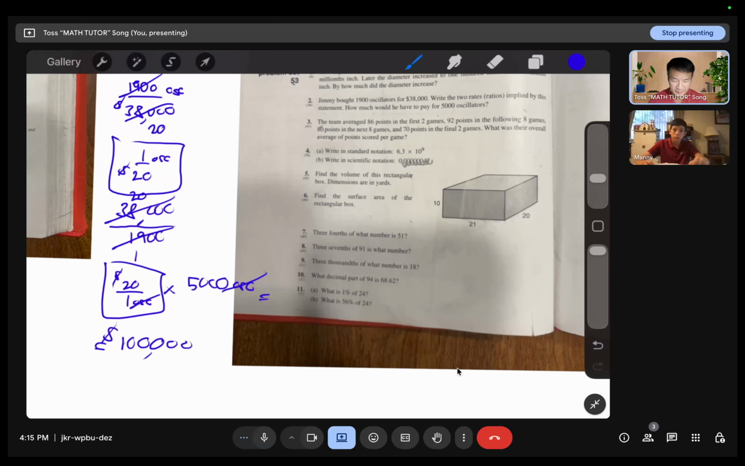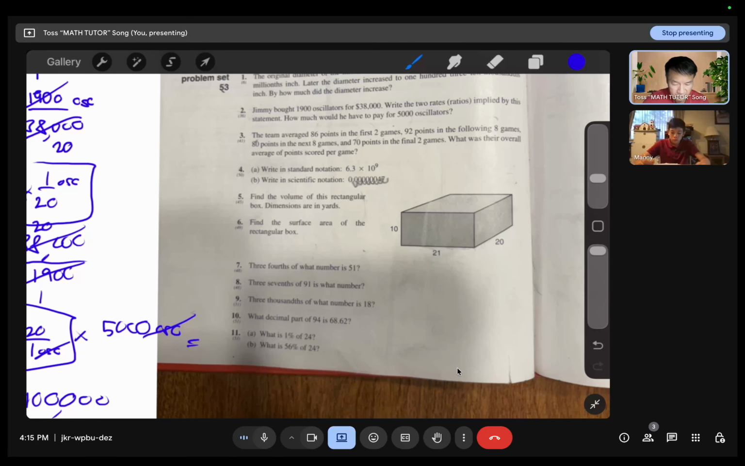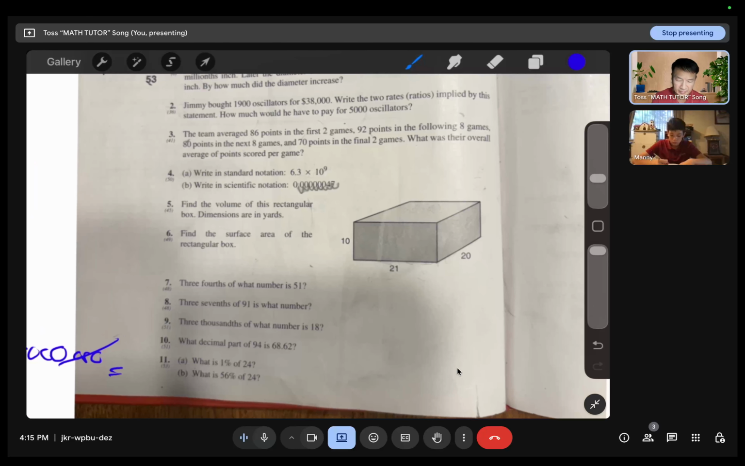Okay, continue. Now I wanted to see that for the unit rates or the ratios, right? Both of them. All right, let's see number 3. Number 3 is a little fancy. The team averaged 86 points in the first 2 games, 92 points for the following 8 games, 80 points in the next 8 games, and 70 points in the final 2 games. What was their overall average of points scored per game?